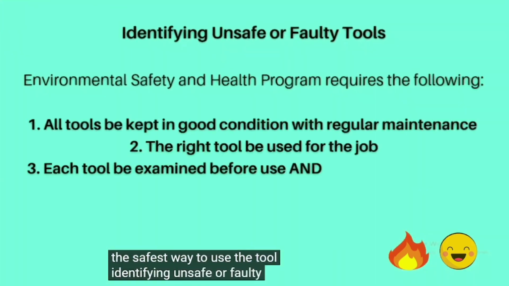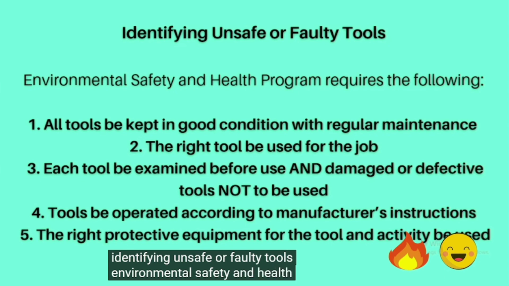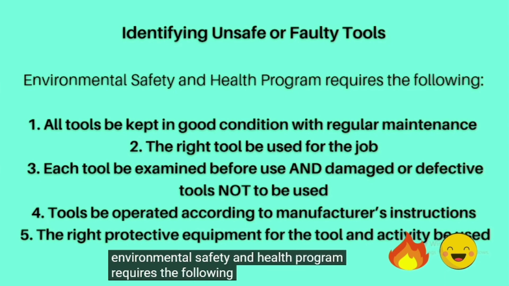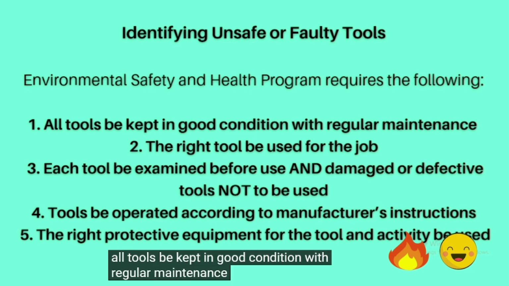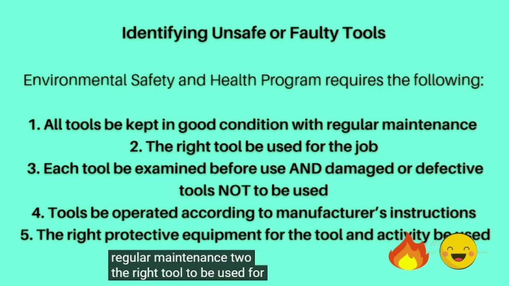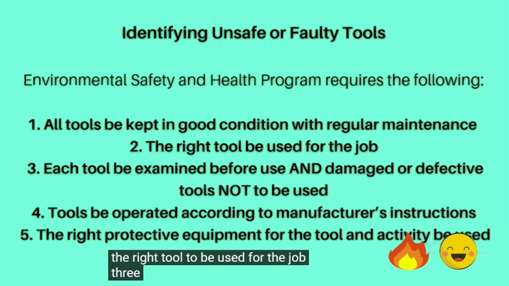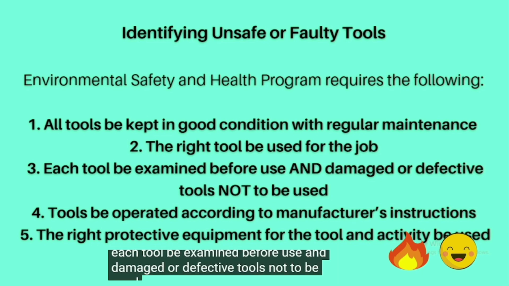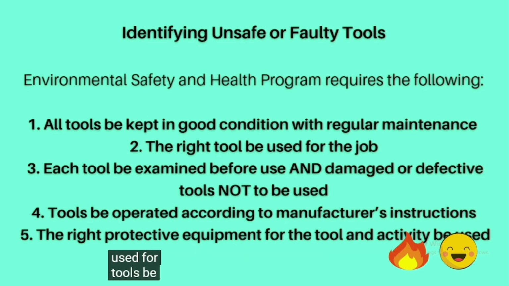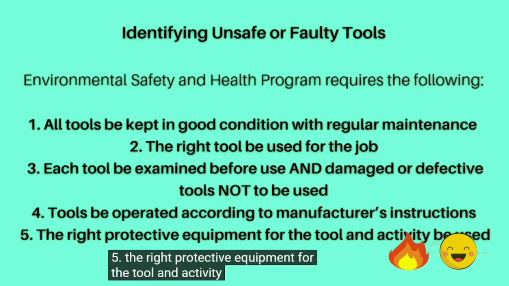Identifying unsafe or faulty tools. Environmental Safety and Health Program requires the following. One, all tools be kept in good condition with regular maintenance. Two, the right tool be used for the job. Three, each tool be examined before use, and damaged or defective tools not be used. Four, tools be operated according to manufacturer's instructions. Five, the right protective equipment for the tool and activity be used.